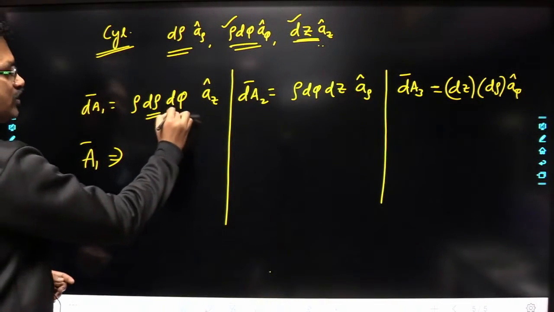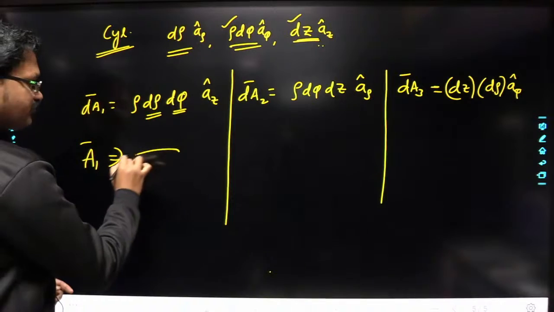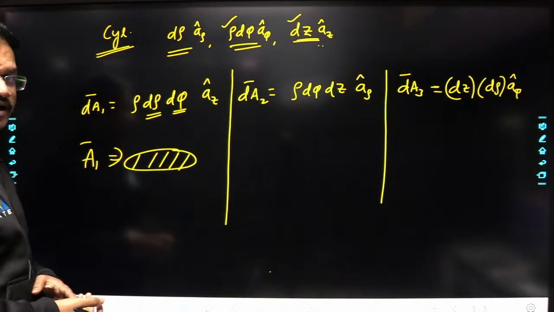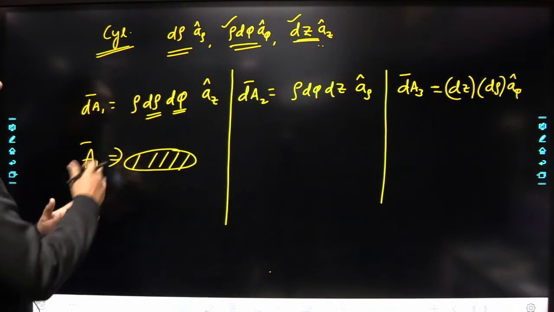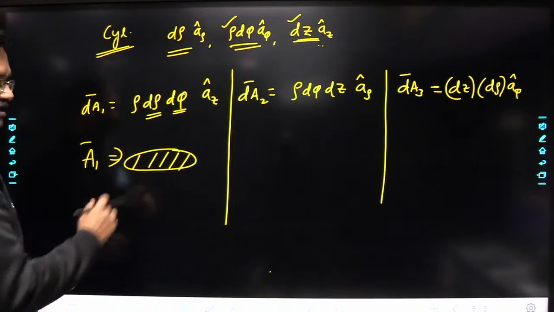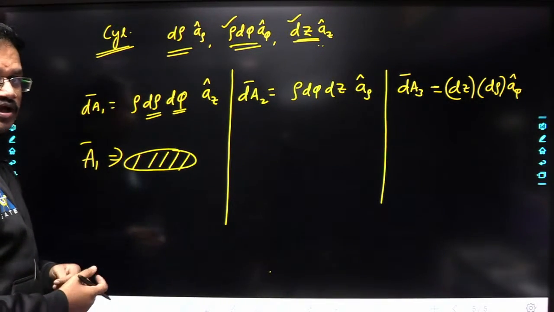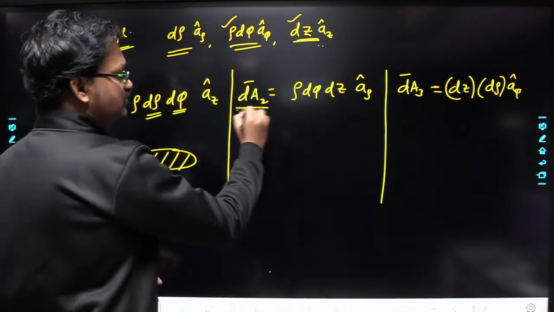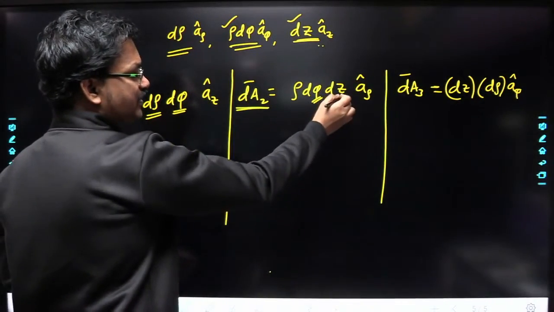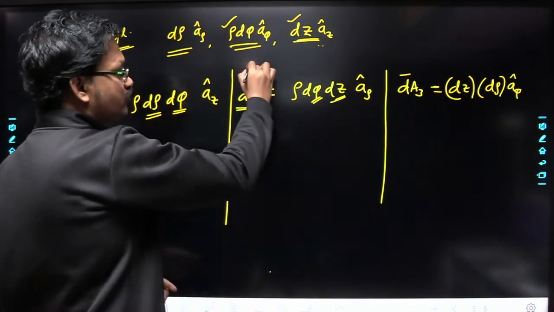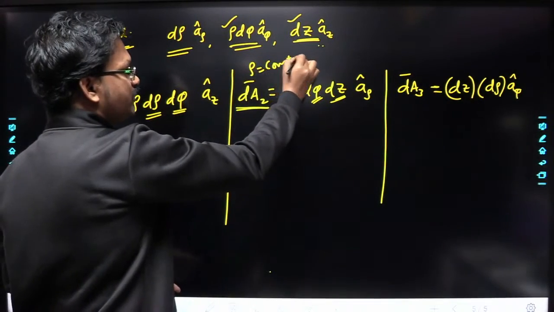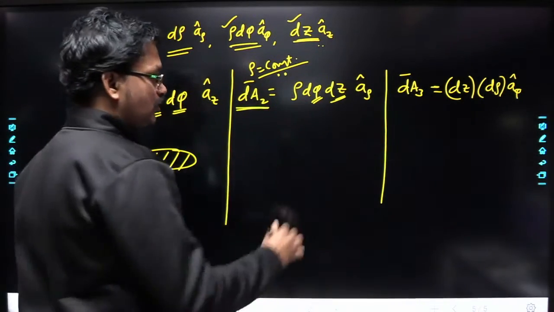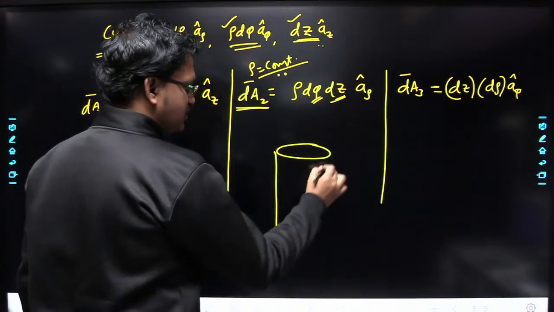So here the total surface area, if you vary only rho and phi, is nothing but the surface area of a circle. If you integrate this with respect to rho and phi, you are going to get the surface area of a circle. Next, for this one, what are the variables? Phi and z. Here rho is constant, so we call this plane the rho equal to constant plane. If you keep rho constant and vary phi and z, you are going to get the curved surface area of the cylinder.